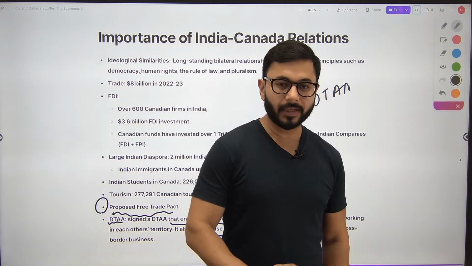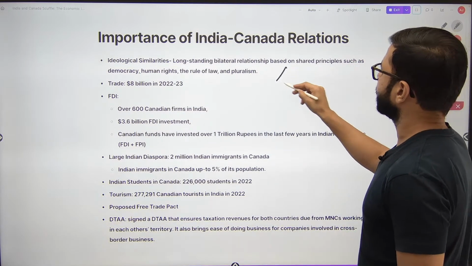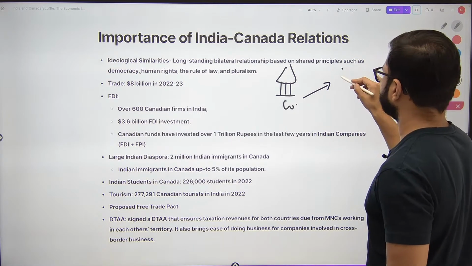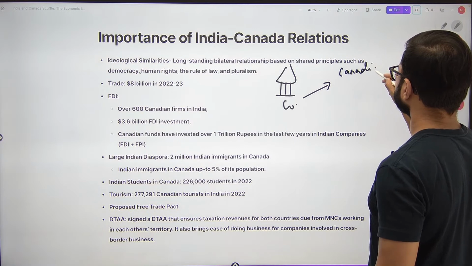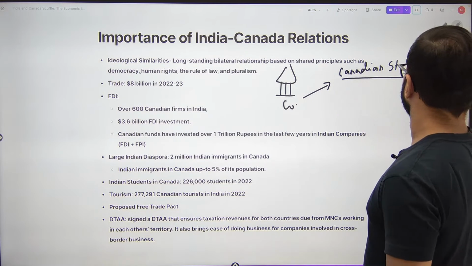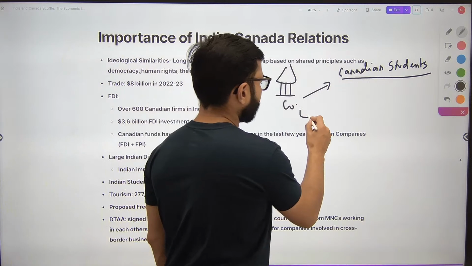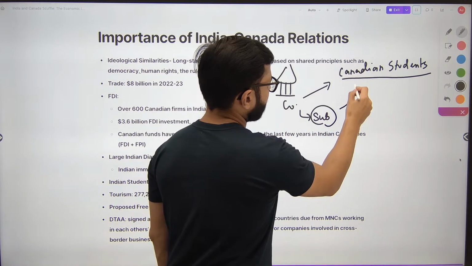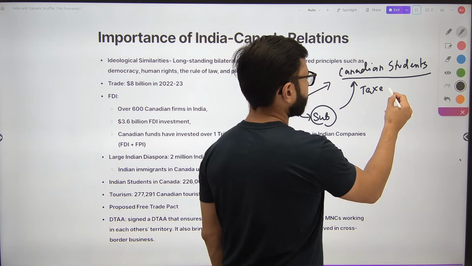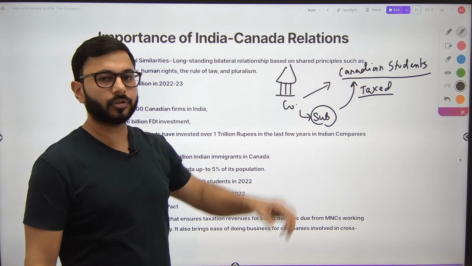It also brings ease of doing business for companies involved in cross-border business. Someone says: tax in both countries on companies working in two countries. No, double tax avoidance agreement is not tax on tax. It's basically, let's say I have a company in India and I want to teach Canadian students. तो मैंने कनाडा में एक सब्सिडियरी सेटअप करी. I set up a subsidiary in Canada and I start teaching them, and for this I am taxed in Canada, और मेरे को यहाँ पे टैक्स देना पड़ा because my principal business is in Canada, teaching Canadian students through this subsidiary.